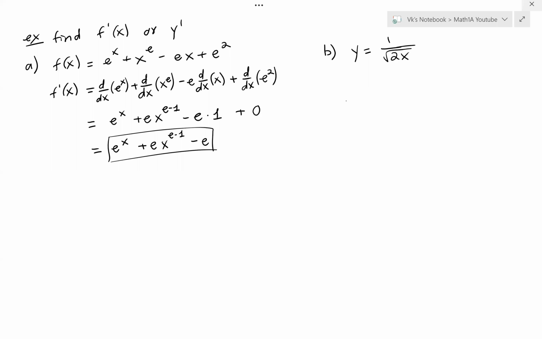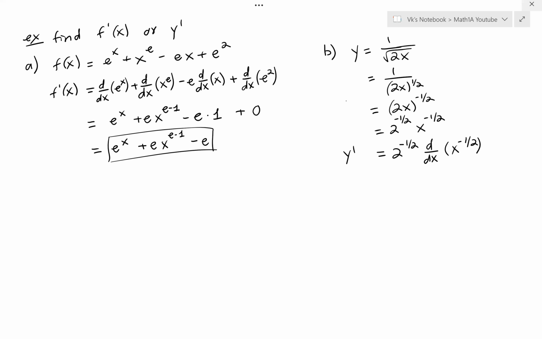In part B, we have 1 over the square root of 2x. A little tricky, but it shouldn't be too bad. The square root of 2x is the same as 2x to the power 1 over 2. We can rewrite this as 2x to the negative 1 over 2. Using the exponent rule again, we have 2 to the negative 1 over 2 times x to the negative 1 over 2, meaning that y prime is 2 to the negative 1 over 2 times the derivative of x to the negative 1 over 2.